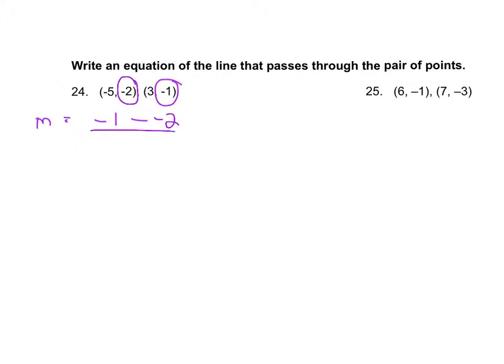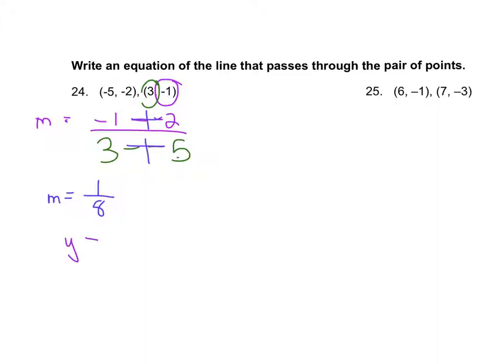y2 minus -2 over x2 minus -5. Both of those two double negatives become positives. So it's -1 plus 2, which is 1, over 3 plus 5, which is 8. That's the slope. Now you use point slope. Pick a point. It doesn't matter which of those 2 points you want to use. Let's use the first one.